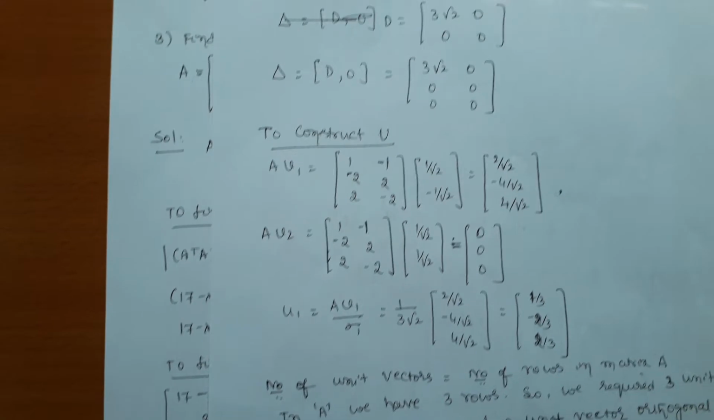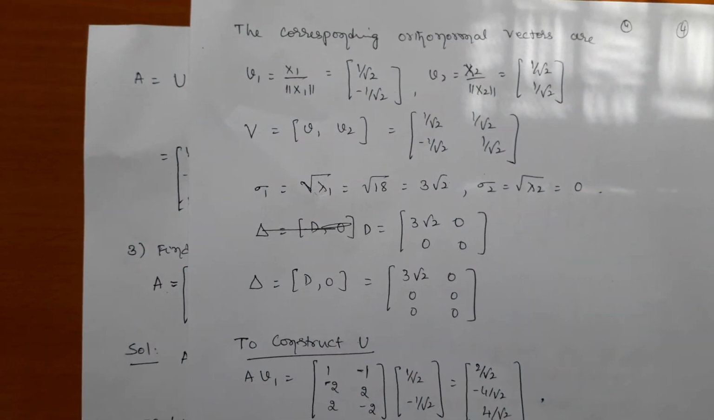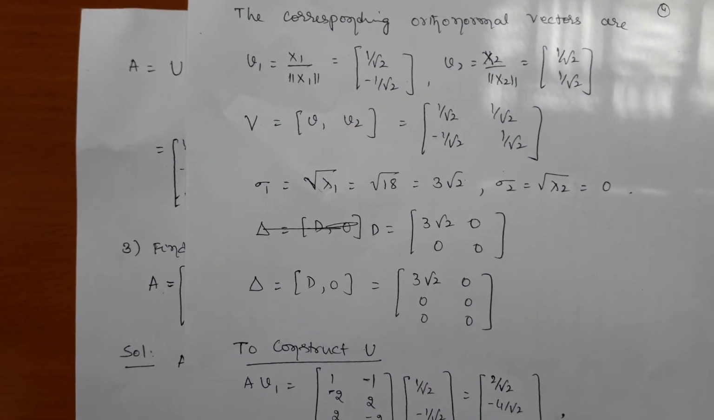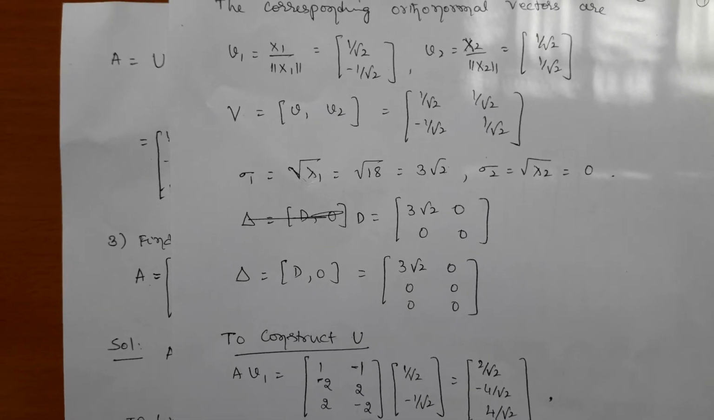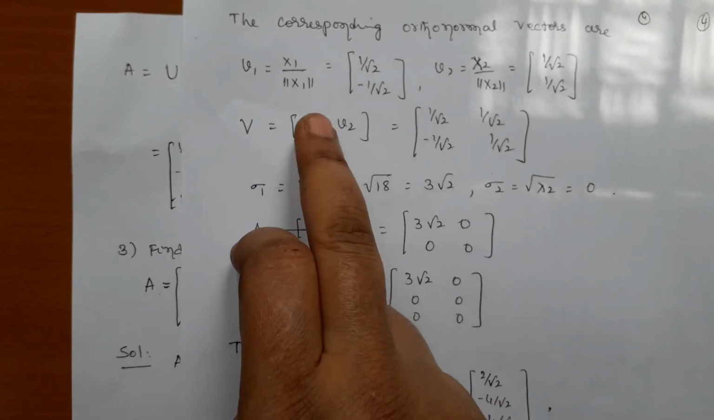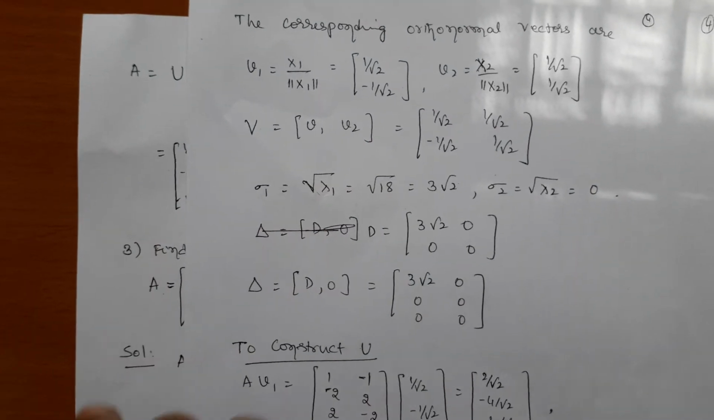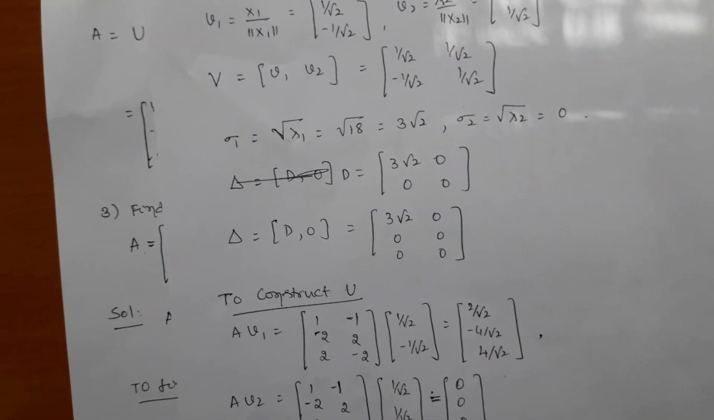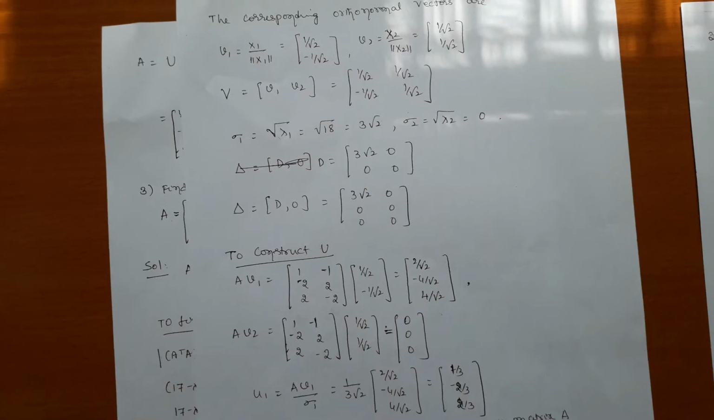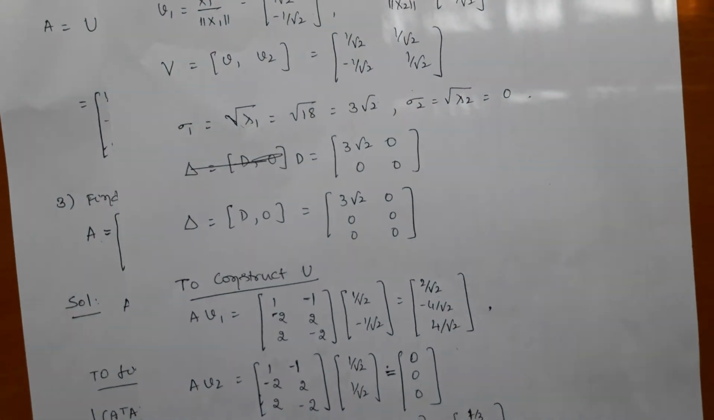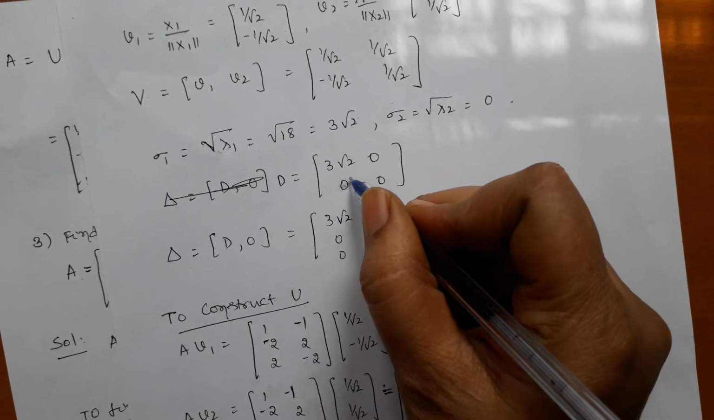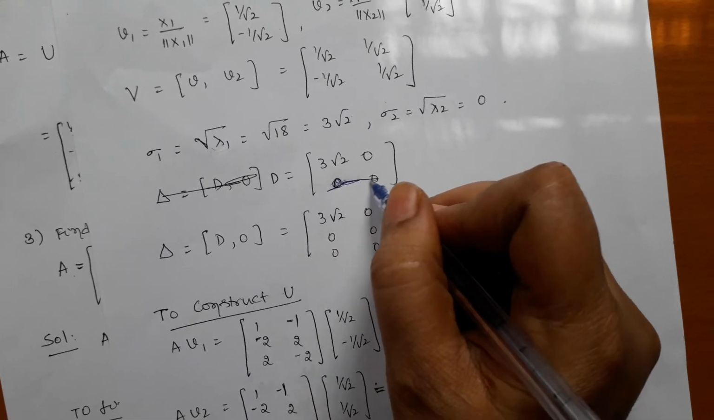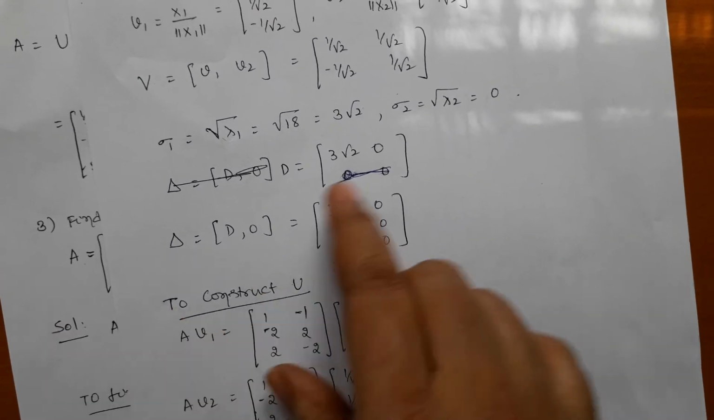Then we have to take v1 and v2. v1 is nothing but x1 divided by the norm of x1. v2 is nothing but x2 divided by the norm of x2. Write v1 and v2 in V, then automatically we get it. Now, right now, I have to find sigma 1 and sigma 2.